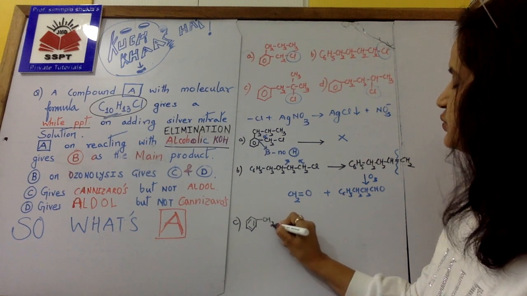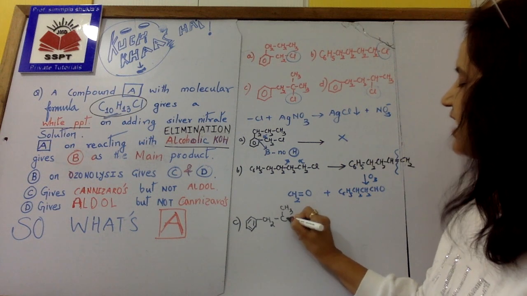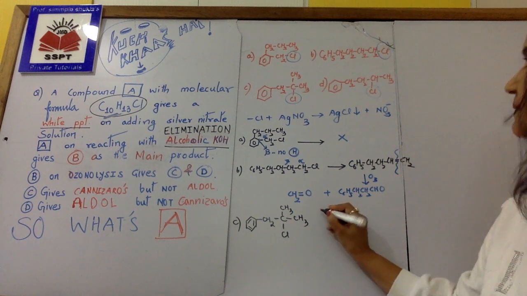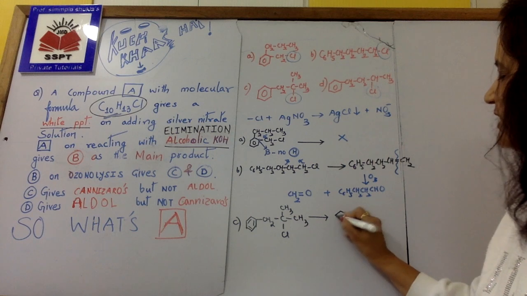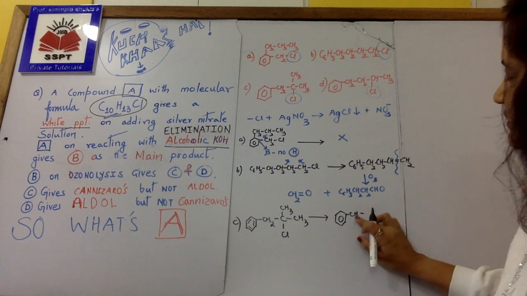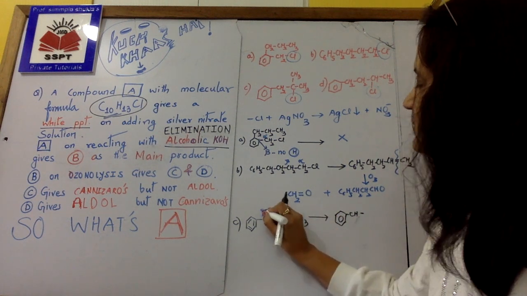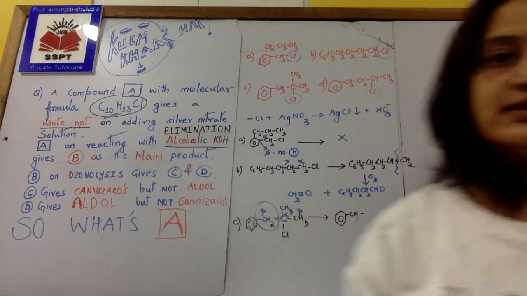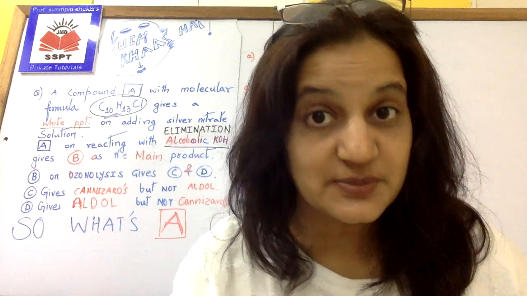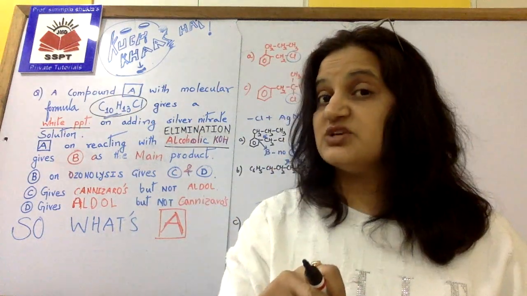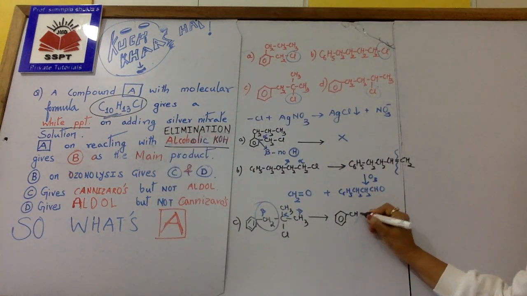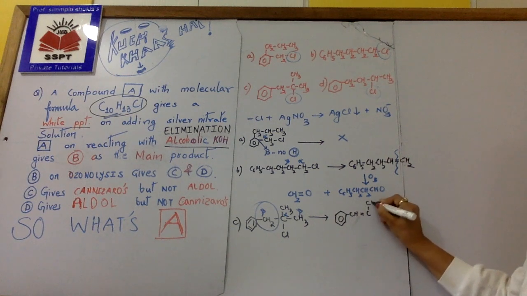Let us see option C. C6H5, CH2, CH3, CH3 and Cl. On elimination, we get a double bond, with halogen from alpha and hydrogen from beta. This beta will give H according to Saytzeff's rule. Saytzeff's rule states that the more substituted alkene is the major product, and we get it whenever hydrogen is eliminated from the beta carbon which has less number of hydrogen atoms. So, the double bond comes here.